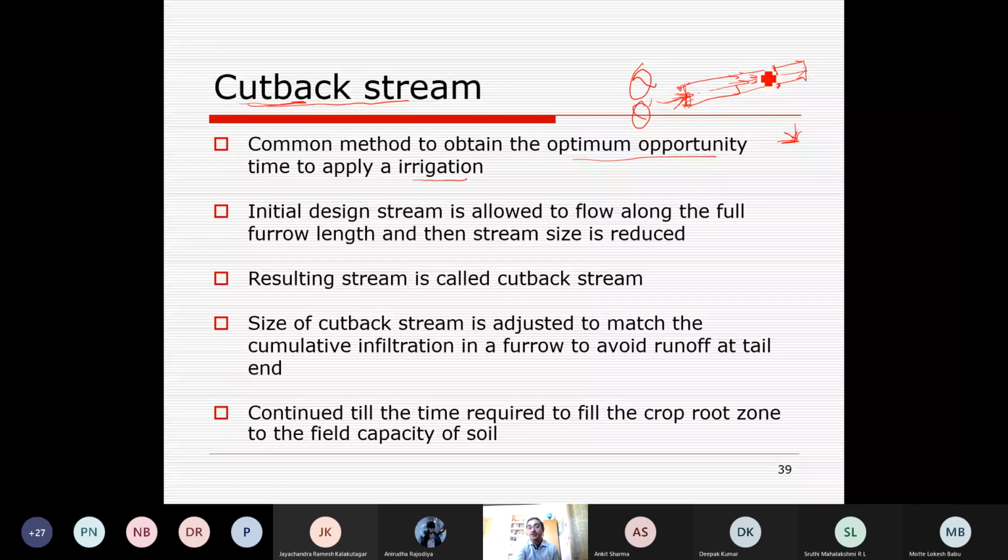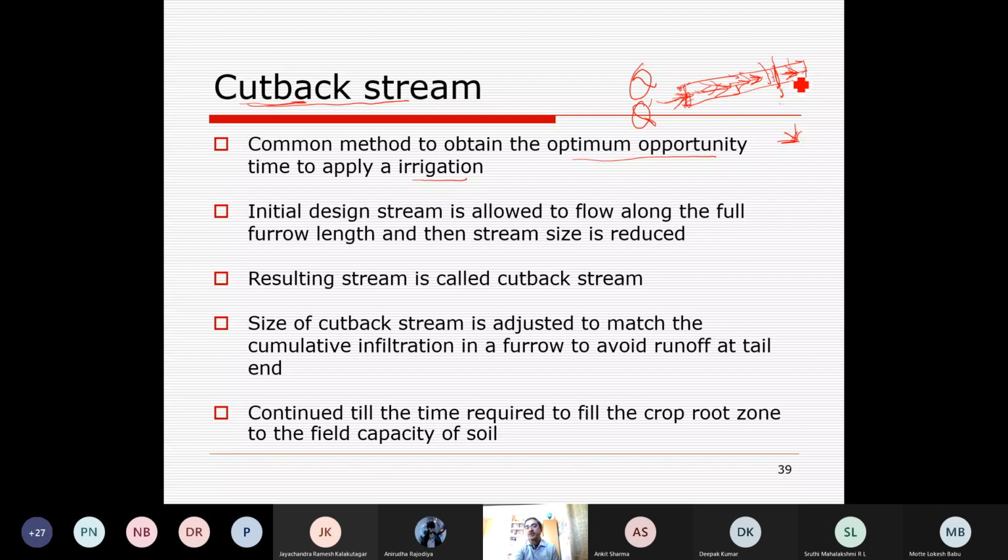Reason being, this is the wetted area, so it has faster movement of water, but this is non-wetted area. It will allow water to move slowly with respect to this. So once water has covered a certain distance in this furrow, we can cut back or reduce its size, so that there is minimum loss of water in this area, and it can cover the remaining furrow length in a shorter period of time.